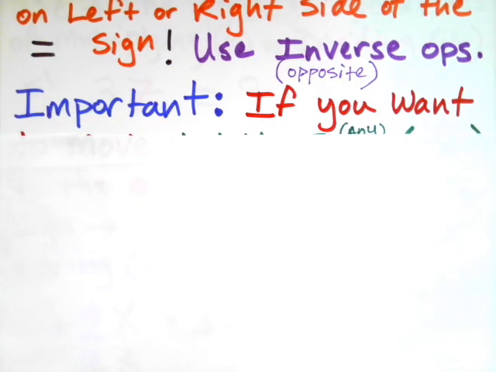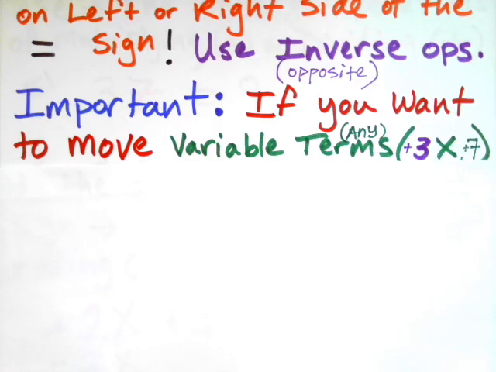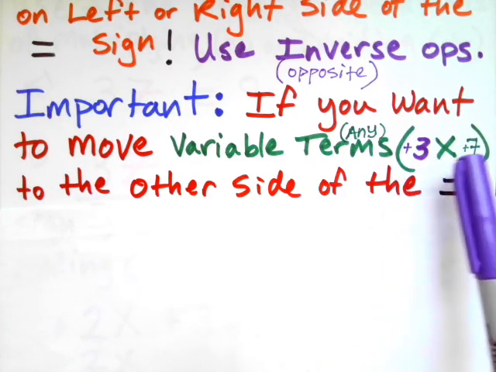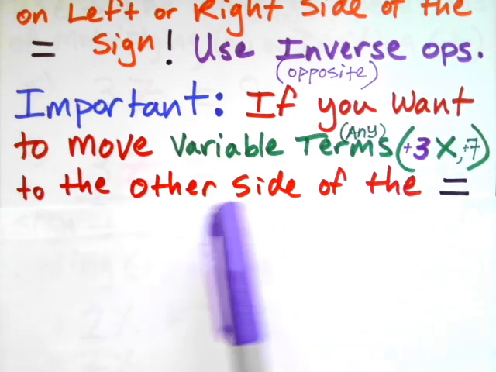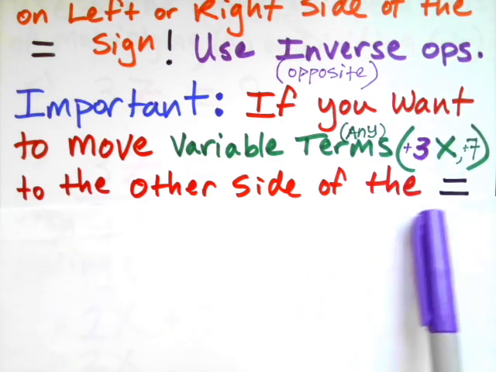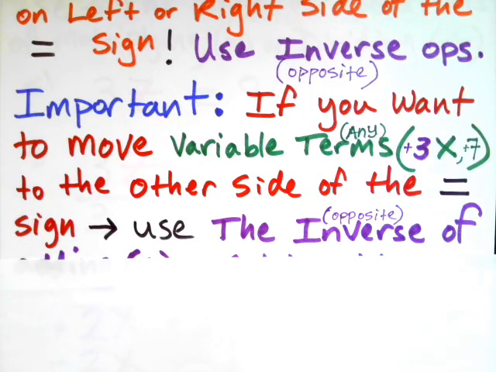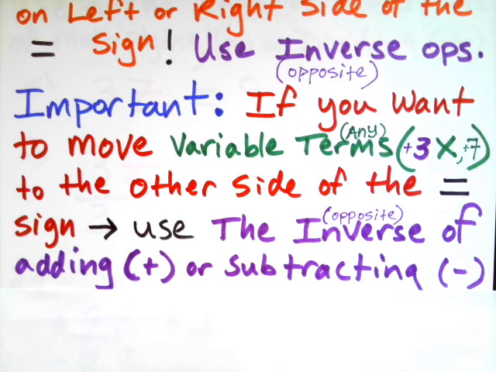If you want to move a term, it's going to be the opposite of adding or subtracting, right? So if you want to move a variable term or any term to the other side of the equal sign, right? Plus 3x is a term, plus 7 is a term. If you want to move a term from one side of the equal sign to the other, you're going to use the inverse of adding or subtracting. So whatever it's showing you, you're going to perform the opposite of adding or subtracting.